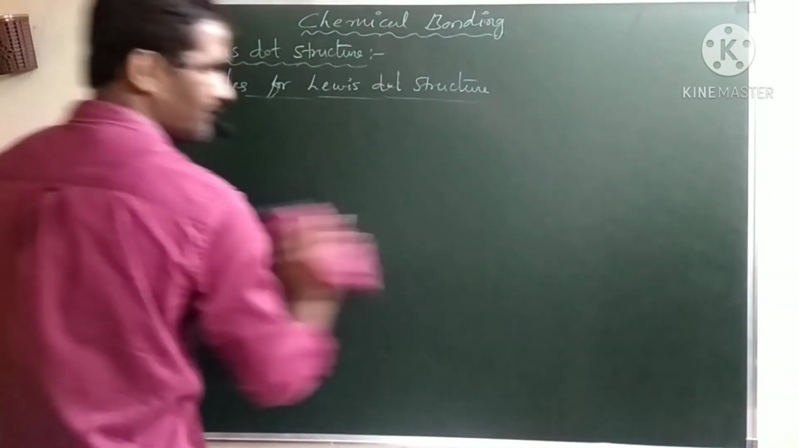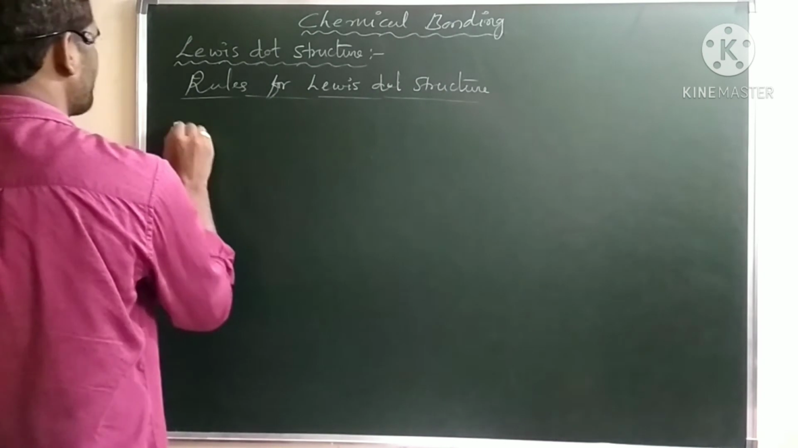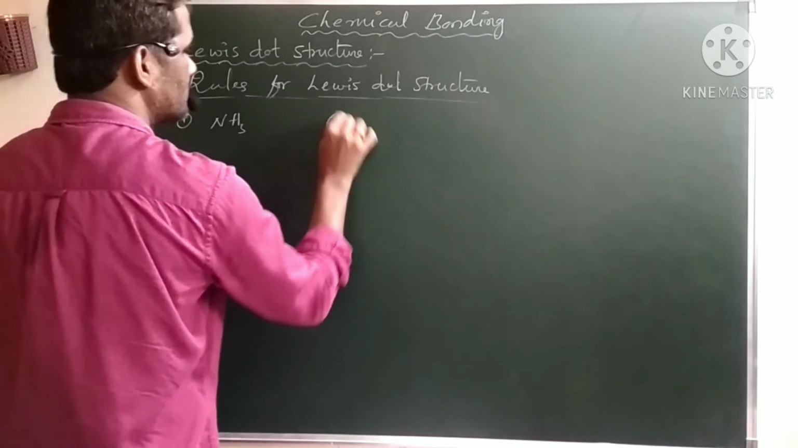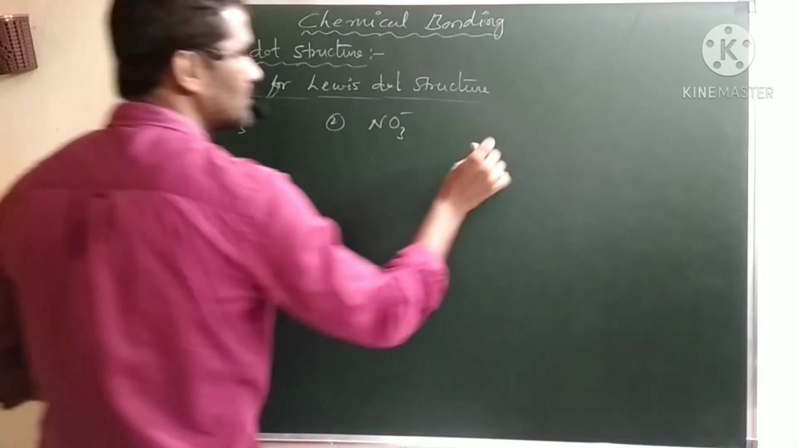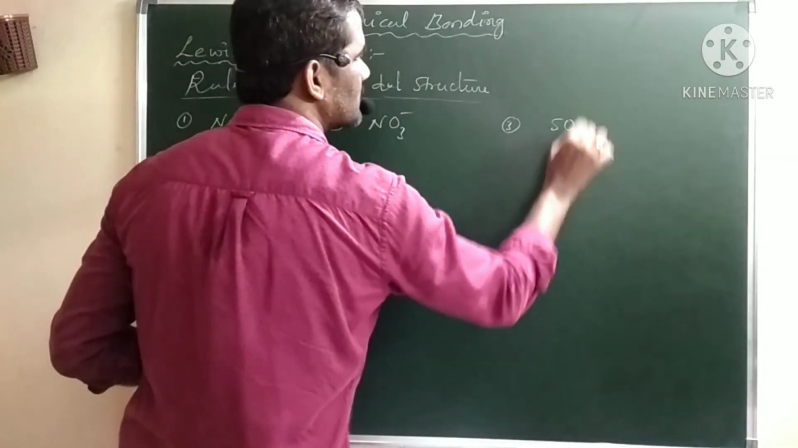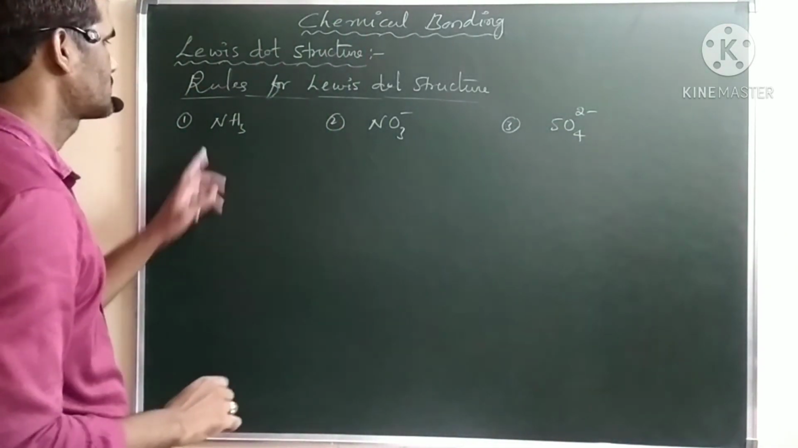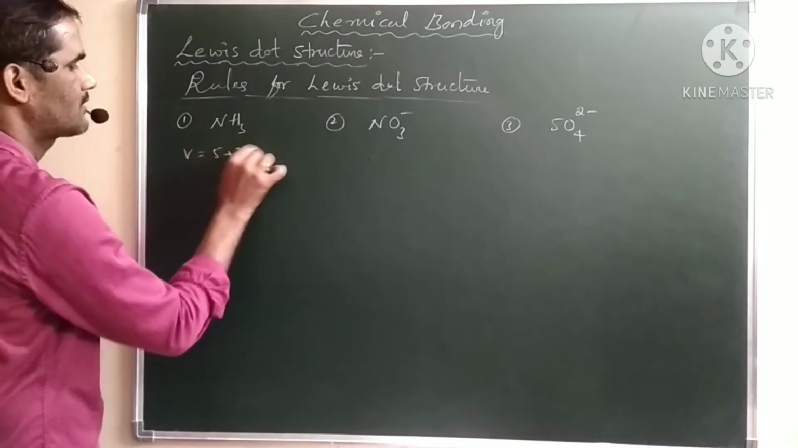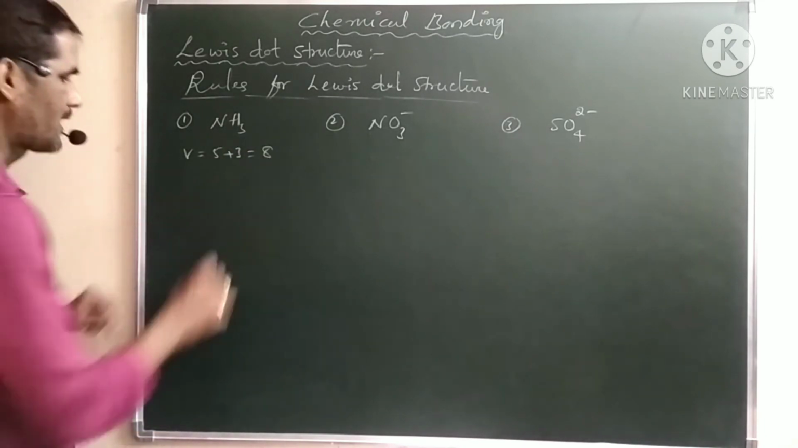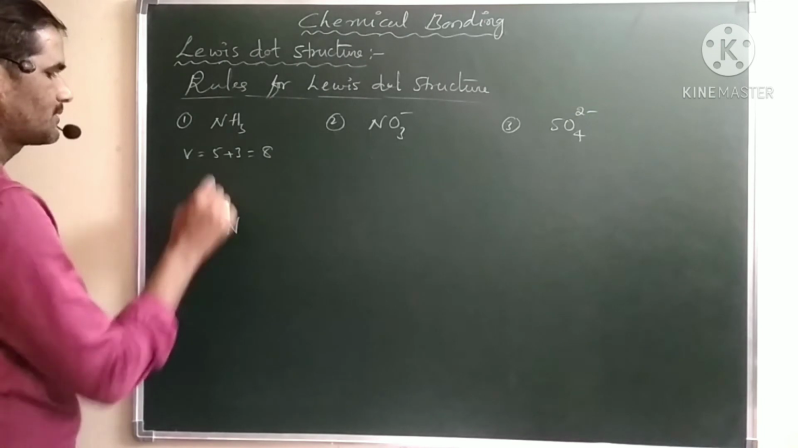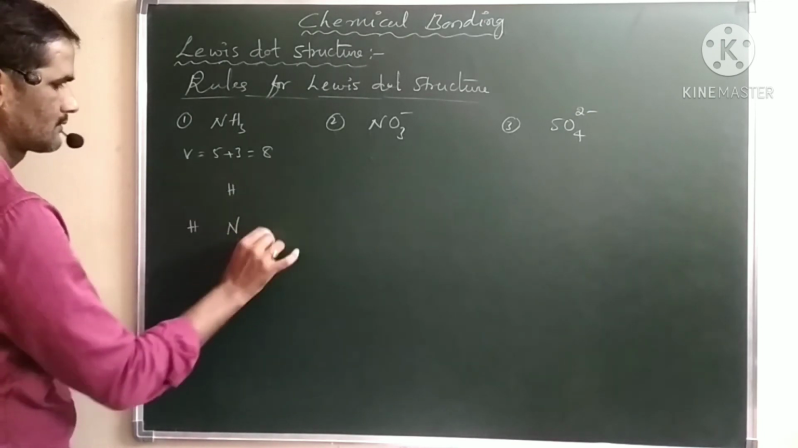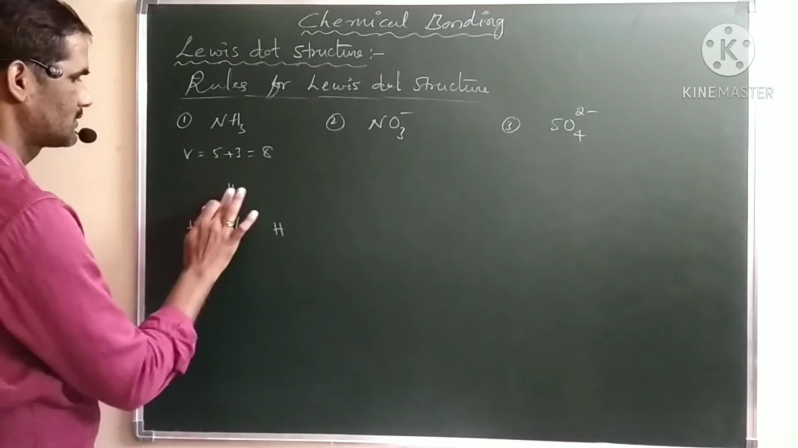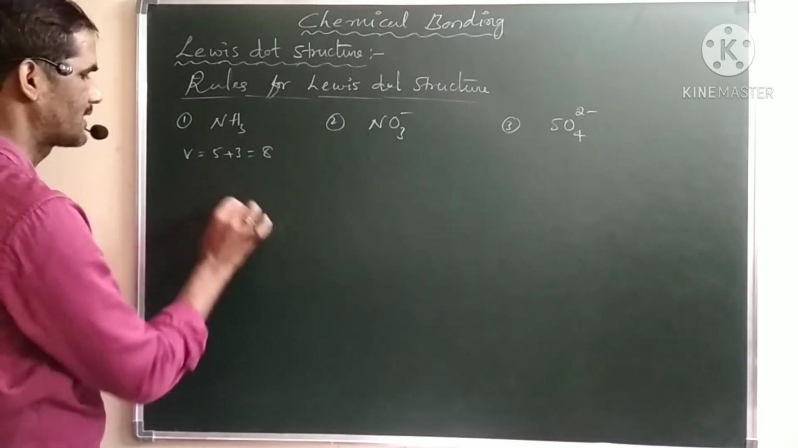Let me take a few more examples here: ammonia, NO3 minus, SO4 2 minus. So in case of ammonia, again valency electrons, nitrogen 5, and there are 3 hydrogens, overall 8. Write the nitrogen at the center and keep 3 hydrogens in a symmetrical manner. Generally, symmetrical manner means we'll get it like this.